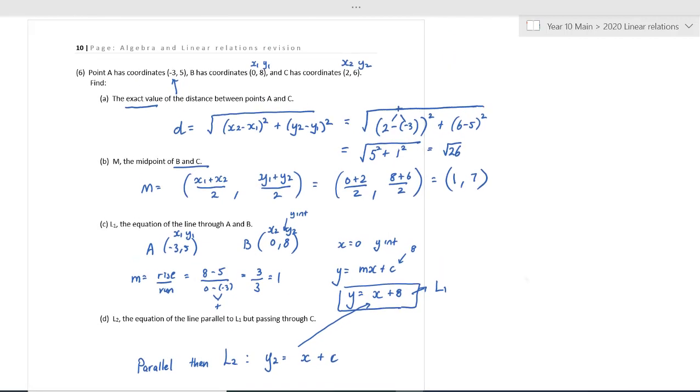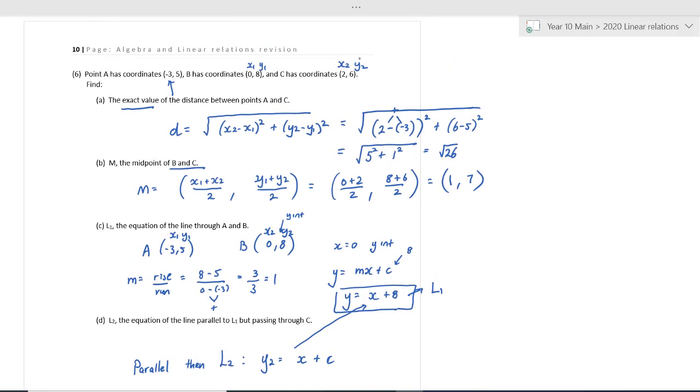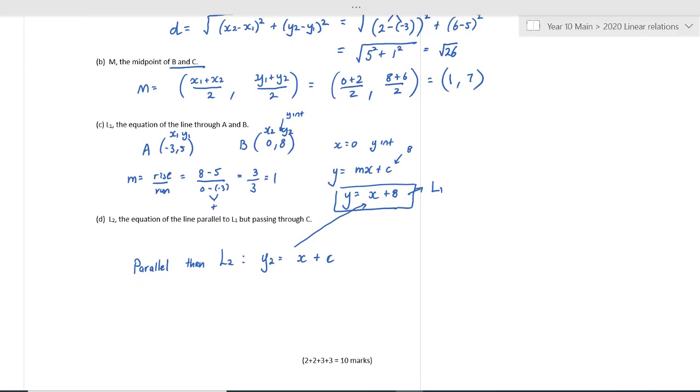Passing through C. Now, what is the passing through C? C has the coordinates of 2, 6. So what we know is that when x equals 2, y equals 6. Let's substitute that in and let's find what the values are. We've got 6 is equal to 2 plus c. So you guessed it, c is equal to 4. Therefore we can say that L2 is the line such that y is equal to x, but instead of plus 8 as it was before, it's plus 4.